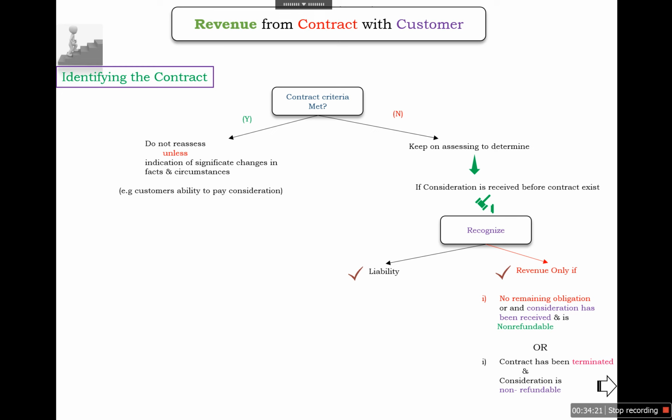And before that, if we have received some consideration before we entered into the contract, we need to recognize it as a liability. And this liability will be recognized as revenue only if this amount is non-refundable, there is no remaining obligation on the part of the seller, and the contract has been terminated and this amount is non-refundable. Only in that case will we recognize it as revenue.